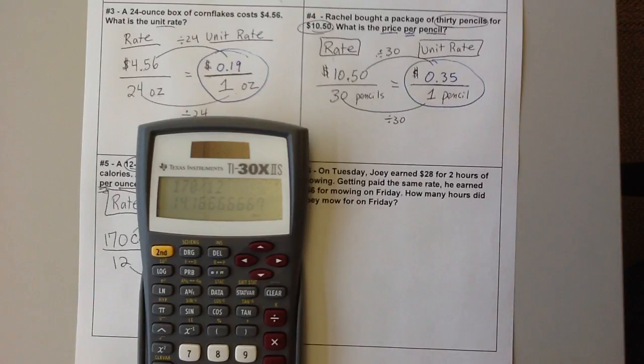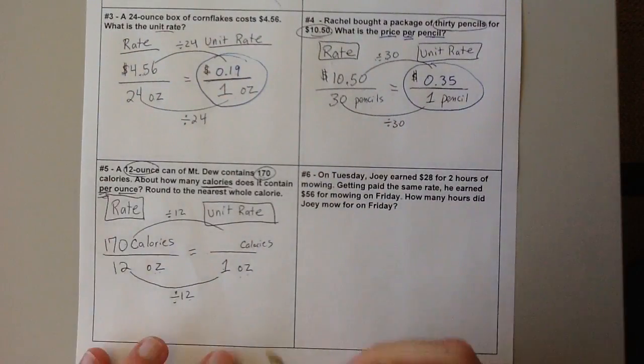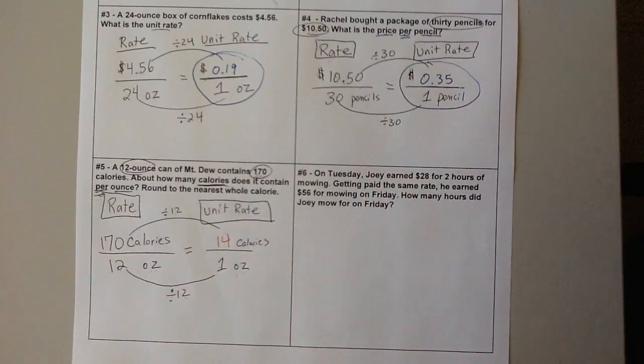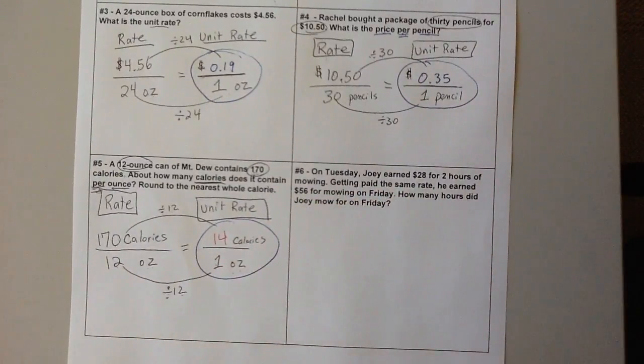Now, since it's 14.1, 1 is less than 5, so we're gonna keep it the same. It's closer to 14. All right, so we're gonna round to the nearest whole calories. It's closer to 14 calories than it is to 15 calories. So, how many calories does it contain per ounce? Mountain Dew contains 14 calories per 1 ounce. That is the unit rate. That's our answer for number 5.